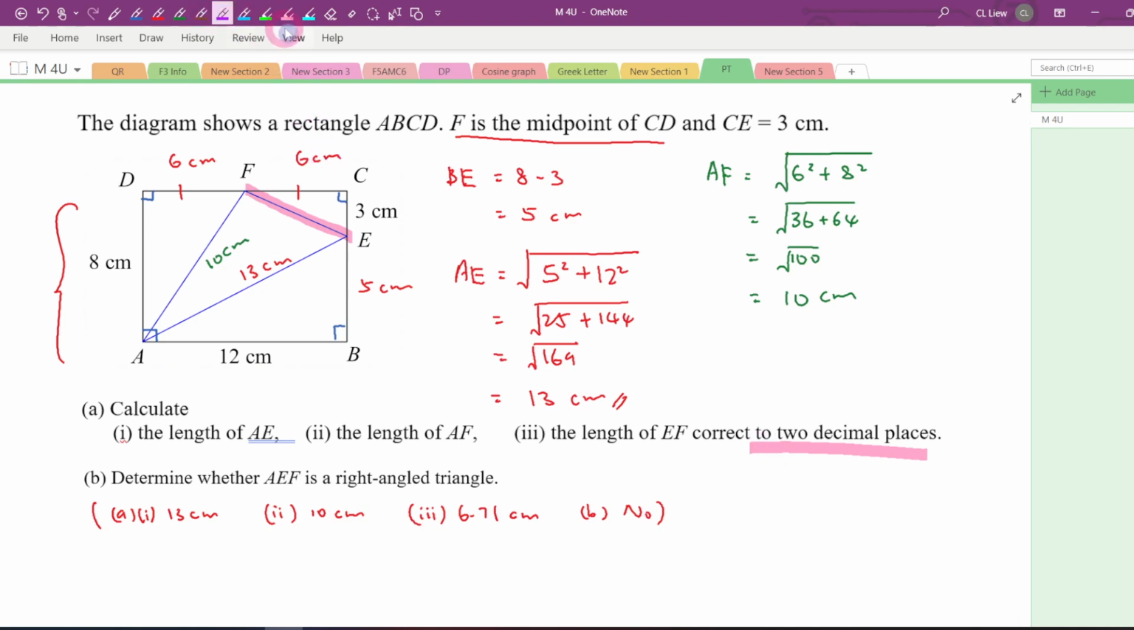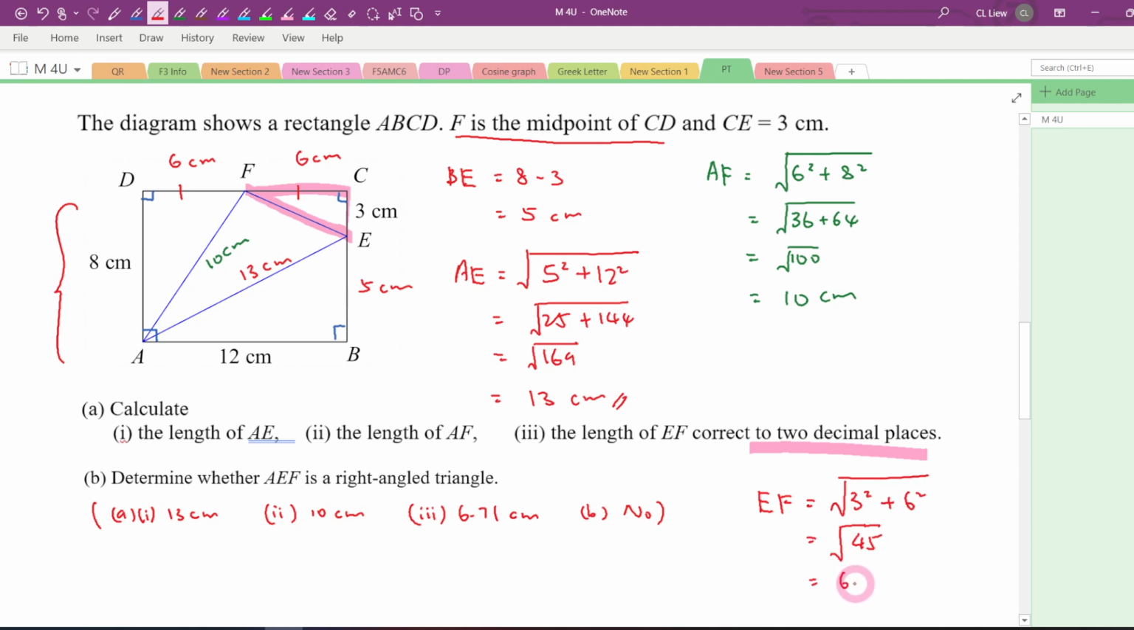So same thing, here we have another right angle triangle. We want to find the length of EF. So ask yourself, EF is long or short? Long, right? So plus. EF is equal to the square root of 3 square plus 6 square. Okay, this one let me use calculator. So 3 square is equal to 9 plus 6 square is equal to 36. So here you will get 45. Square root of 45.